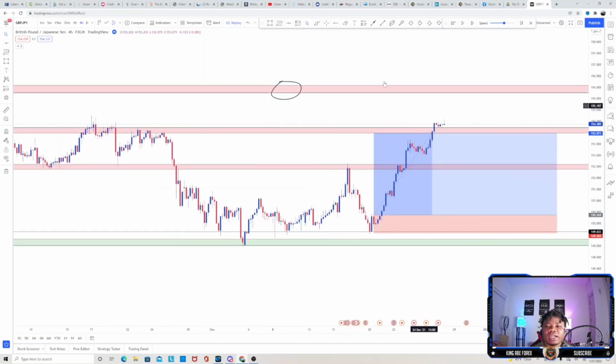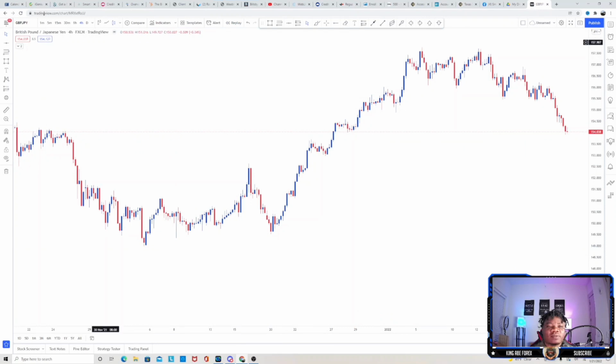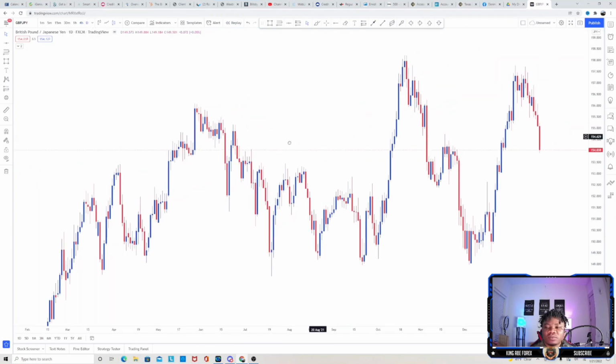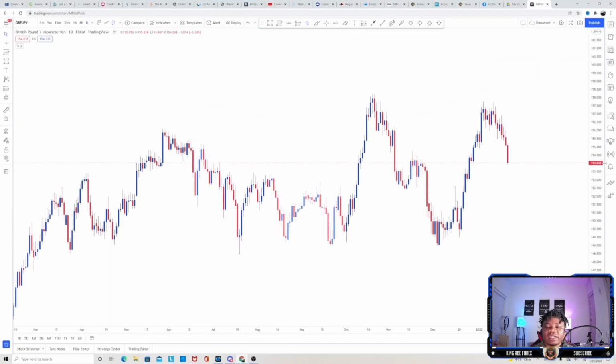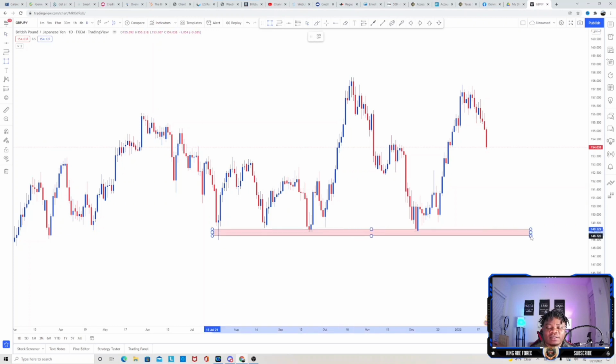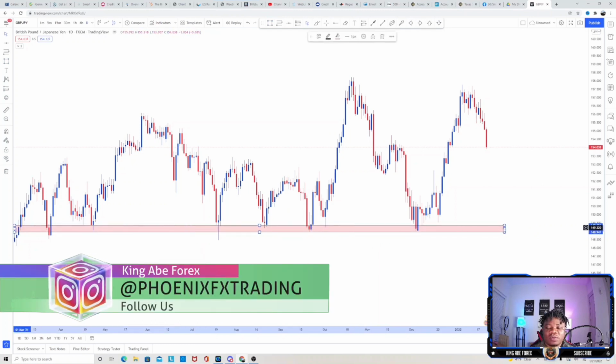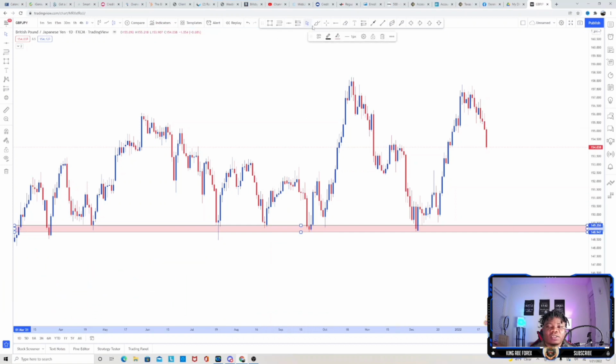Now we're going to look at a sell position. So I'm going to delete all this, and then we're going to go back to the daily time frame to mark our highs and our lows. Now to take a sell position, we mark our highs and our lows. That's all we're simply doing here on the daily time frame.